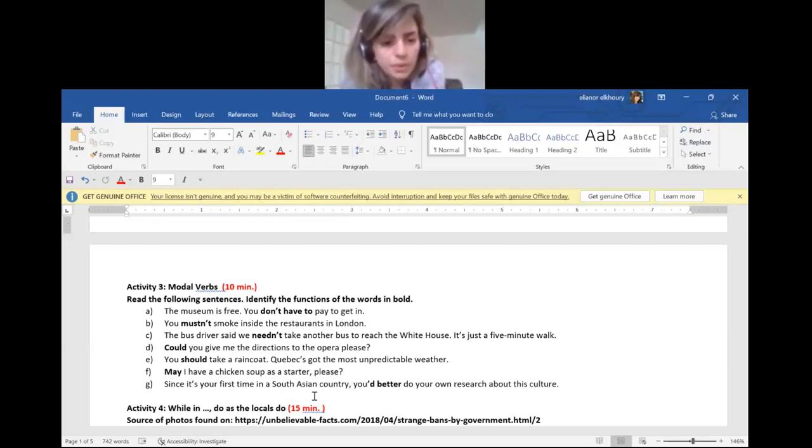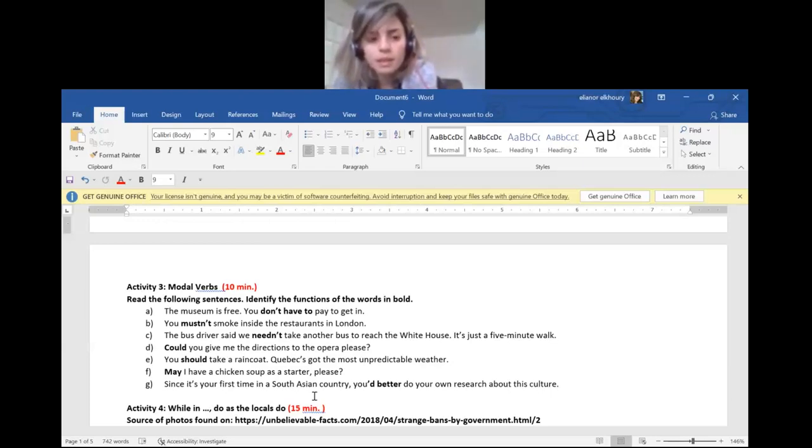in number 3, let's say they had the bus driver said she needn't take another bus, they might say she needn't takes. So they have this tendency of adding s to the verb after the modal verb. So I always make sure that it's clear to them that they need to put the verb in the base form.